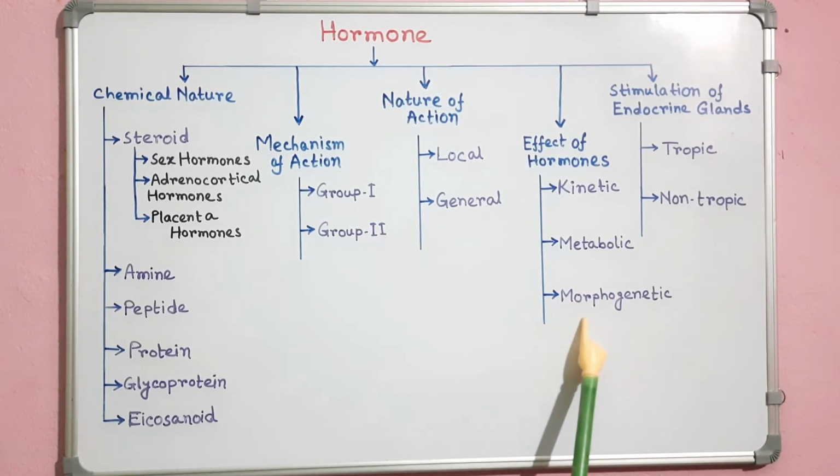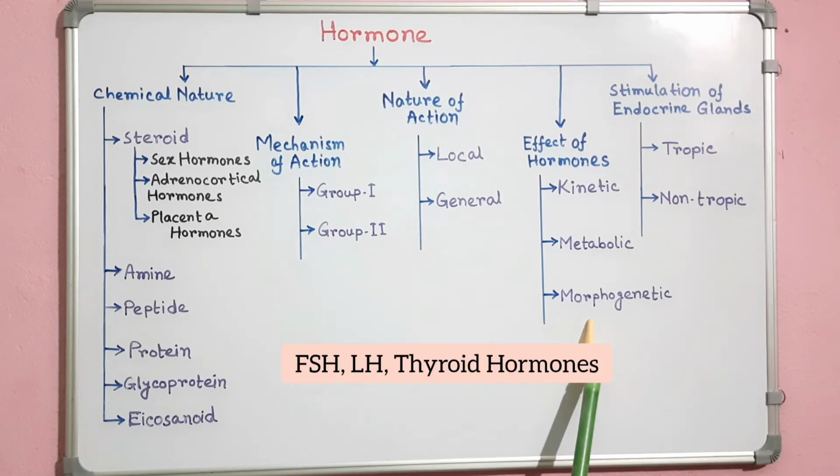Morphogenetic hormones are mainly involved in growth and differentiation in the body. Example, follicle stimulating hormone, luteinizing hormone, thyroid hormones, etc.